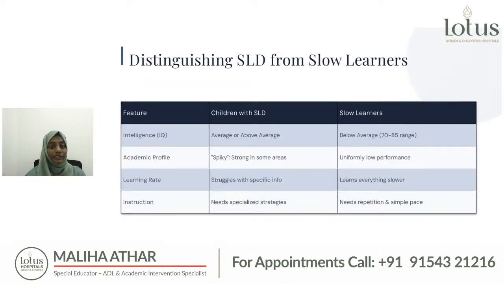Now let's see the difference between SLD and slow learner. SLD children's IQ is above average and slow learners' is below average. When it comes to academic profile, SLD has a spike, strong in some areas, but slow learners lack in most of the areas. On learning rate, SLD struggles in specific areas, but a slow learner learns everything at a slow pace. Instruction strategies: for SLD, we need to be very specific. For a slow learner, we need specific and simple instruction at a low pace so the slow learner can grasp it.